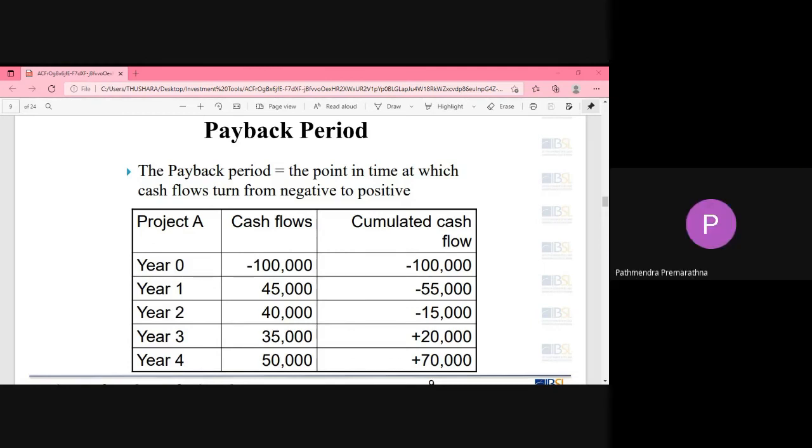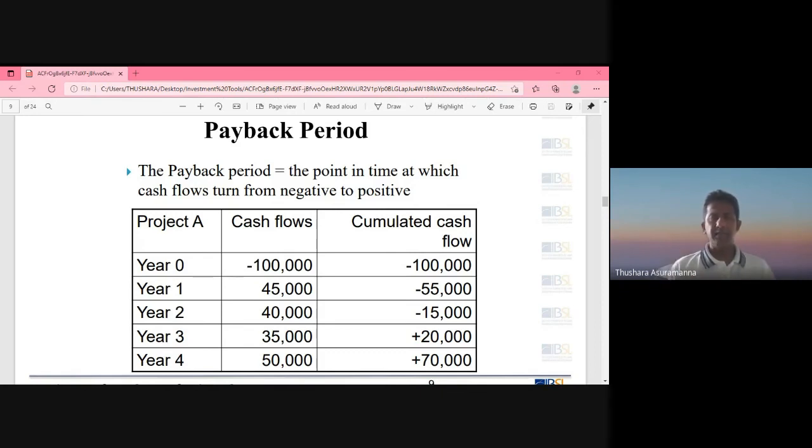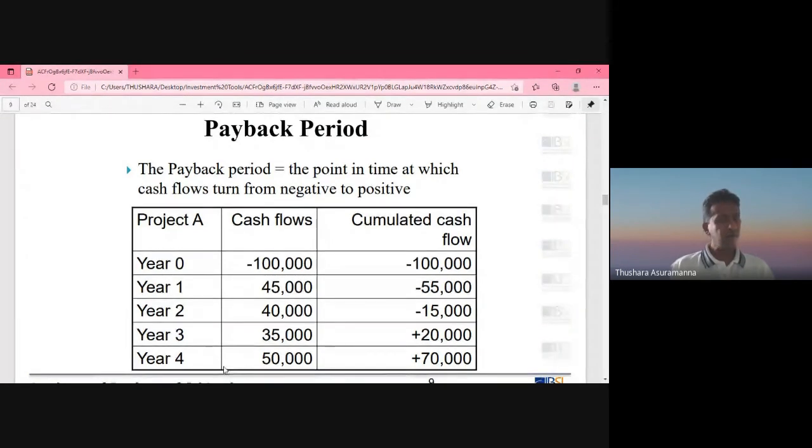Year 3. If you want, straight away you can say 3 years is the payback period. But it's not good enough, because there are 2 projects to compare, we need to see after 2 years, how many months, how much time is required to reach the payback. In order to do that, what we can do, because we have 15,000 here, that 15,000 is in this 35,000. Am I correct? Because this 15,000 needs to be recovered from this year 3 cash flow of 35,000.